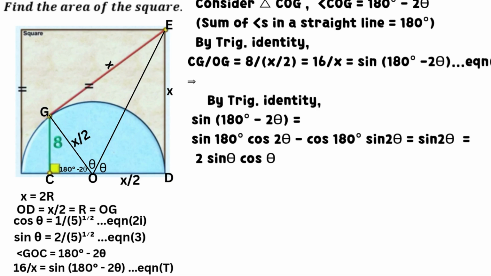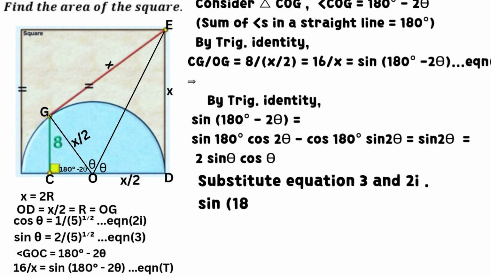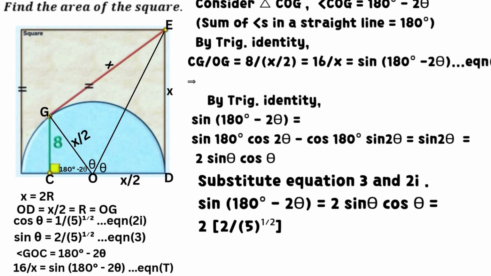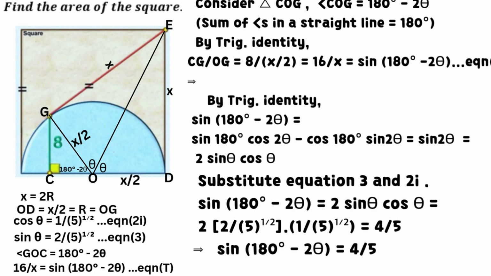This implies that by trigonometric identity, sine of 180 degrees minus 2 times theta equals sine 2 times theta, which equals 2 times the product of sine theta and cosine theta. Substitute equation 3 and equation 2. We have that sine of 180 degrees minus 2 times theta equals 2 times sine theta multiplied by cosine theta, which equals 4 divided by 5.